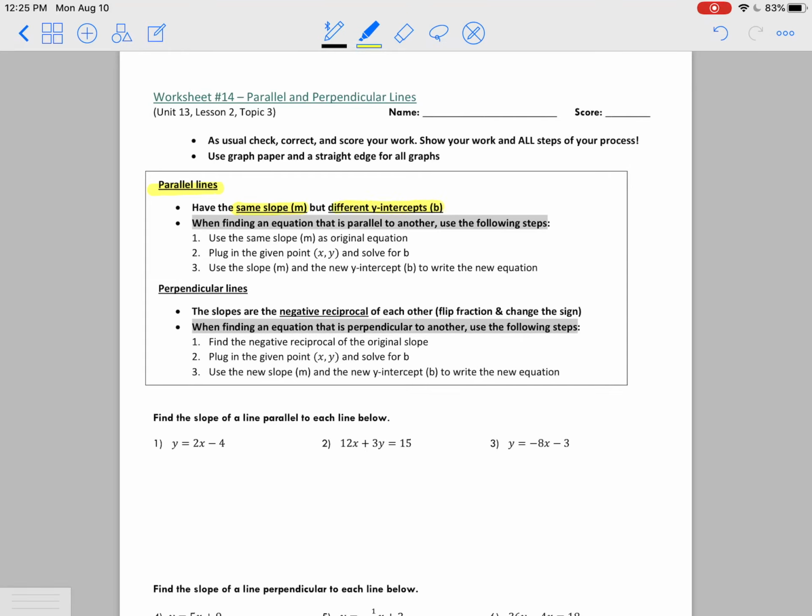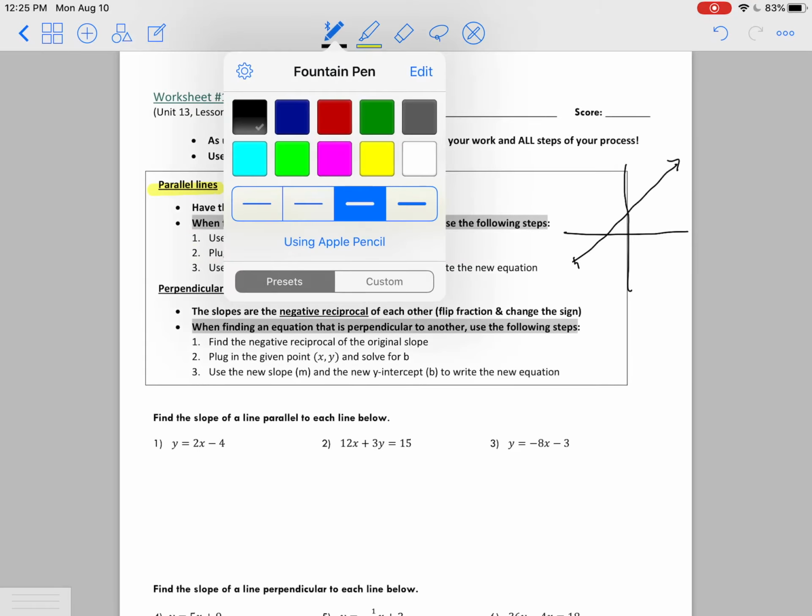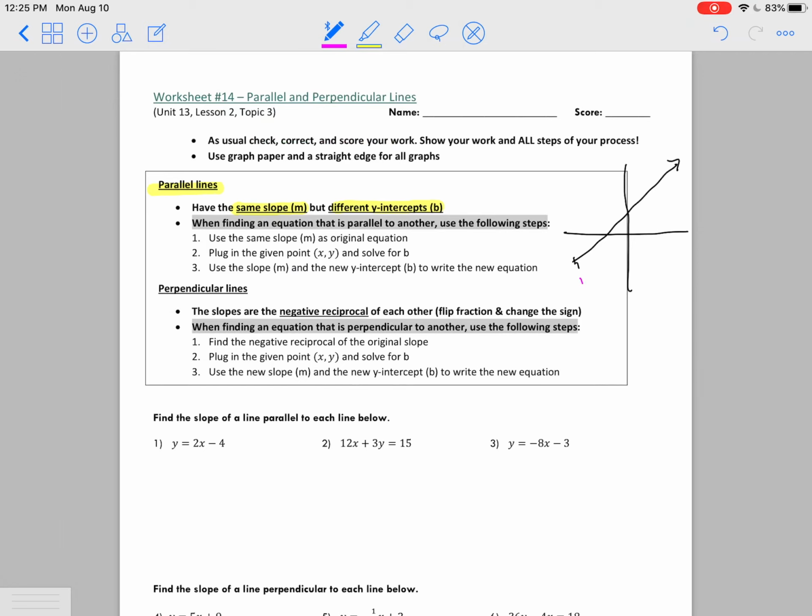They do, though, have different y-intercepts, and we can easily show that just by creating a graph here. Let's say we've got one line going this direction, and we have another line that's parallel to it. Of course, it has to be in a different spot on that y-intercept. Otherwise, it would be exactly the same line. If this pink line was moved up and had exactly the same y-intercept as the black line, it would be exactly the same line. So we need the same slope, but different y-intercept.